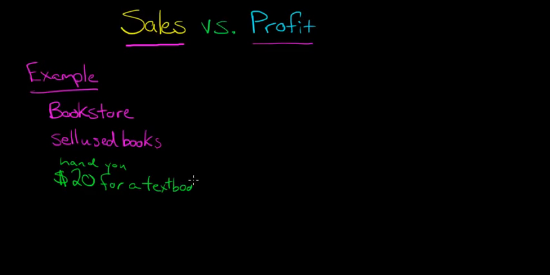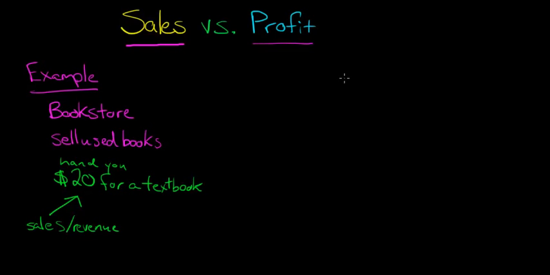That $20 is sales revenue. You can call it sales, you can call it revenue. It doesn't really matter. Sales, revenue, put them together. That's what that $20 is. When you ring up the register and you say $20, they hand you $20, that's sales. But this is different from profit, because profit is what you get after you deduct all those expenses that it took to get you that $20.